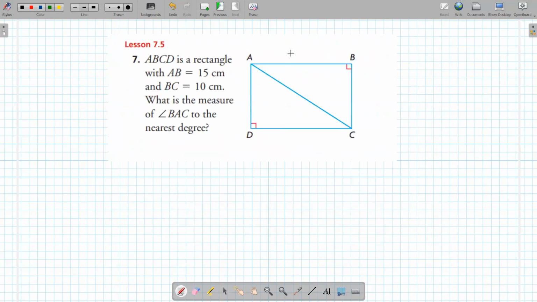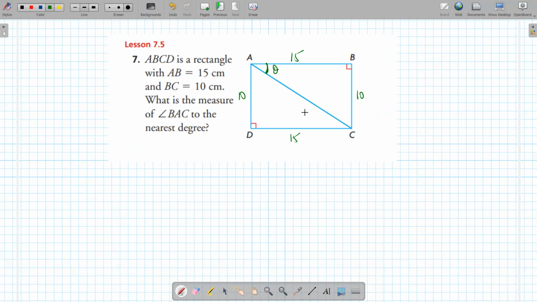So here we're given this up here is 15, which means down here is 15. This is 10, which means this is 10. The question's asking us, what's the angle of BAC? So this angle here, to the nearest degree, the angle to the top left.